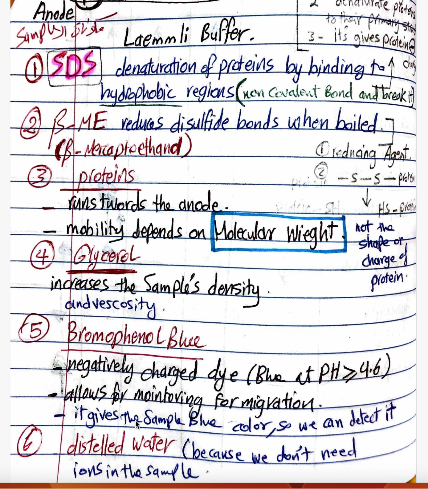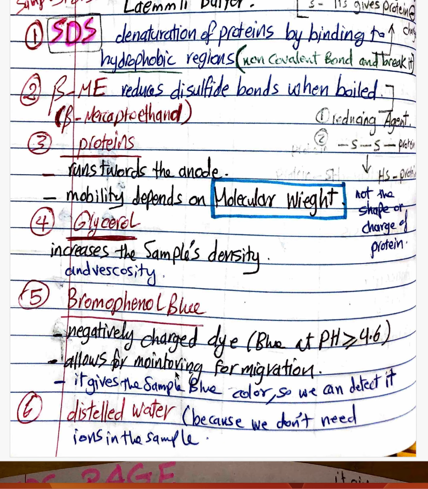So bromophenol blue is a negatively charged dye, which is blue when the pH is more than 4.6. It allows for monitoring of the migration. It gives the sample a blue color, so we can detect it. You're just monitoring it by seeing the blue color, so we can say bromophenol blue.